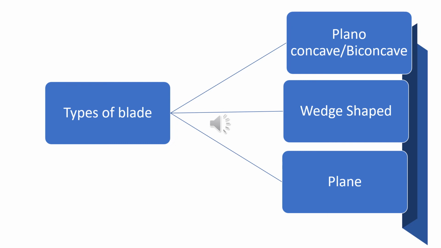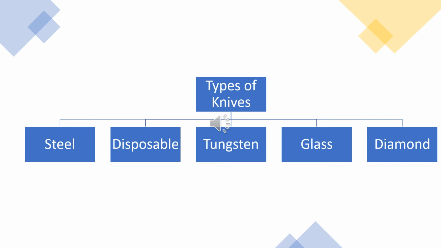The plane shaped blade is very sharp and has great stability. It is used to cut hard and tough materials such as synthetic resin blocks, large wax blocks, etc. The knife of the microtome should have a uniform sharp edge on both sides, be well greased, and not have been unused for a fairly long time. There are basically five types of knives: steel knives, disposable knives, tungsten carbide, glass knives, and diamond knives.